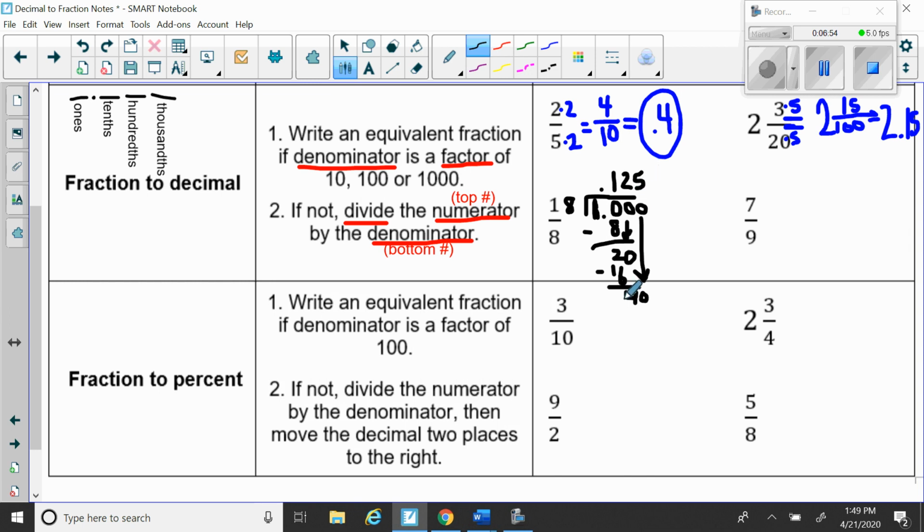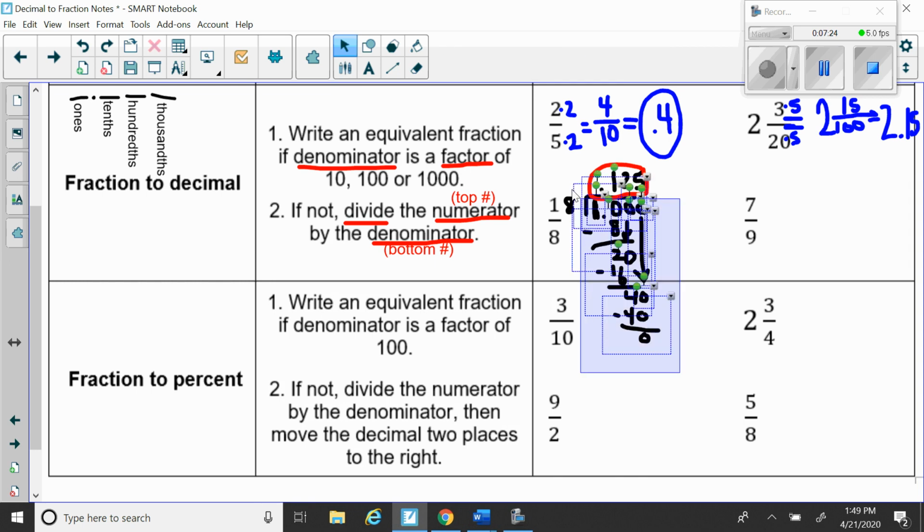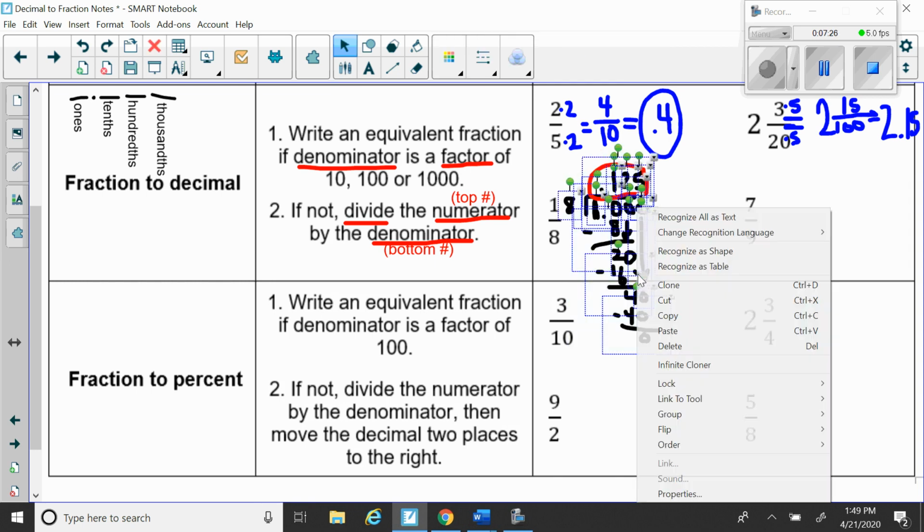So we got lucky there. So 8 times 5 is 40. So we have 0 left over. So that being said, 1/8 as a decimal is written as 0.125, or we would say that as 125 thousandths, because our last number is in the thousandths place. Okay, just gonna move this up and out of the way.